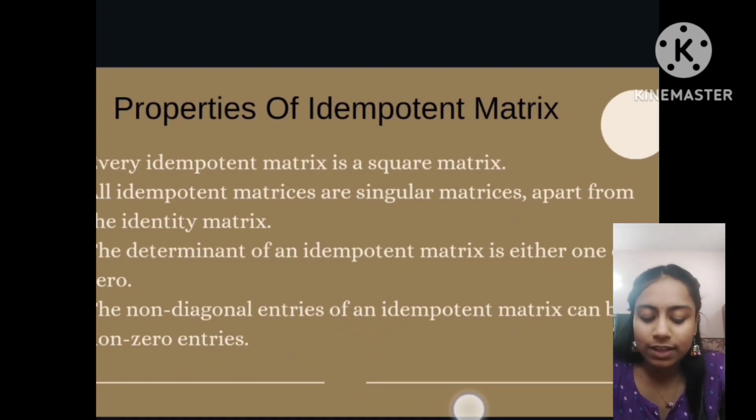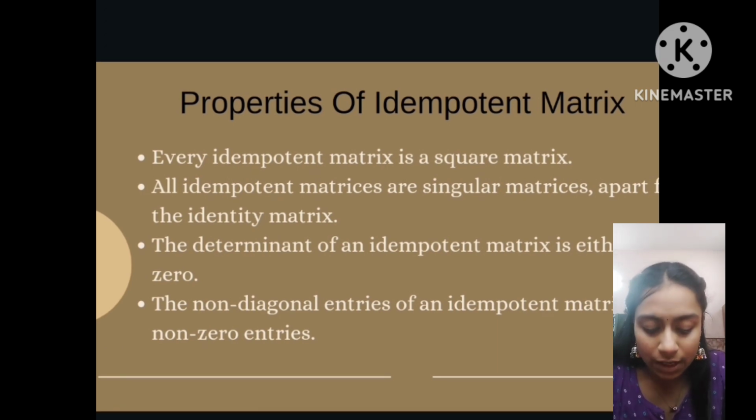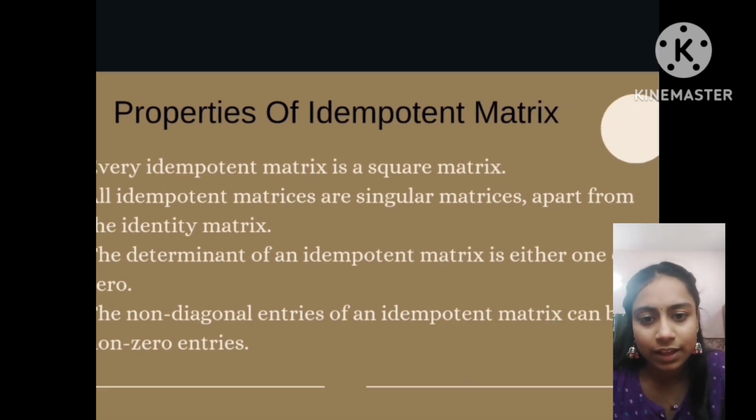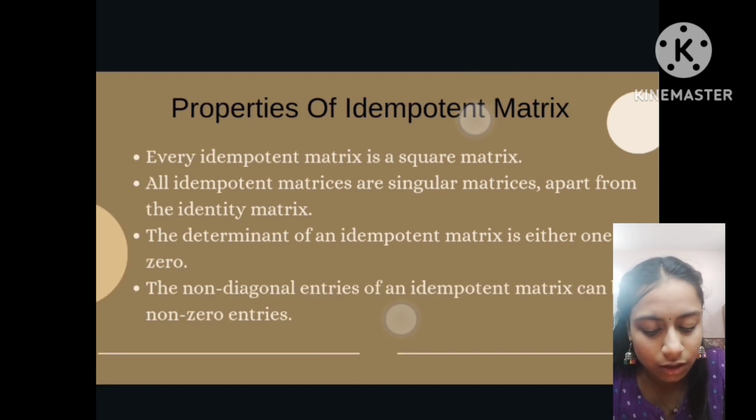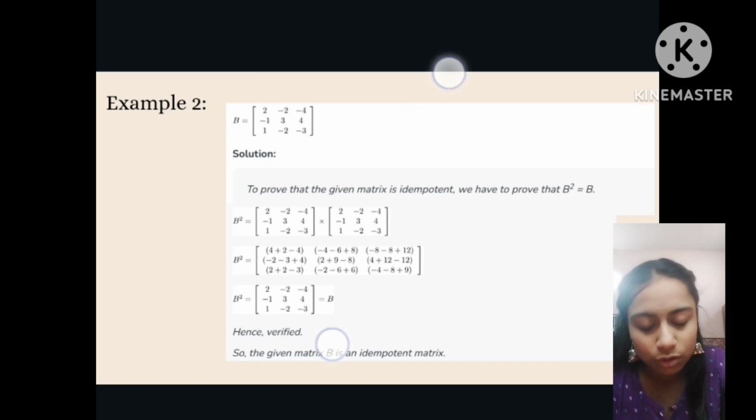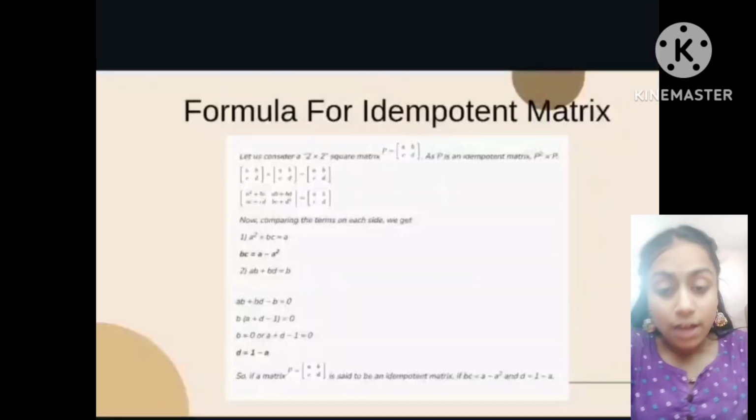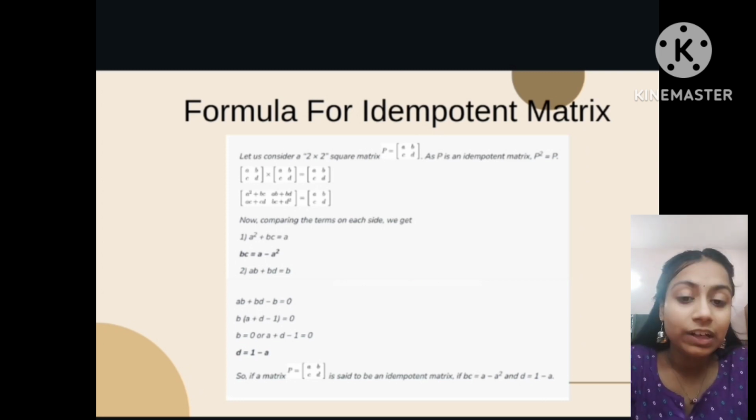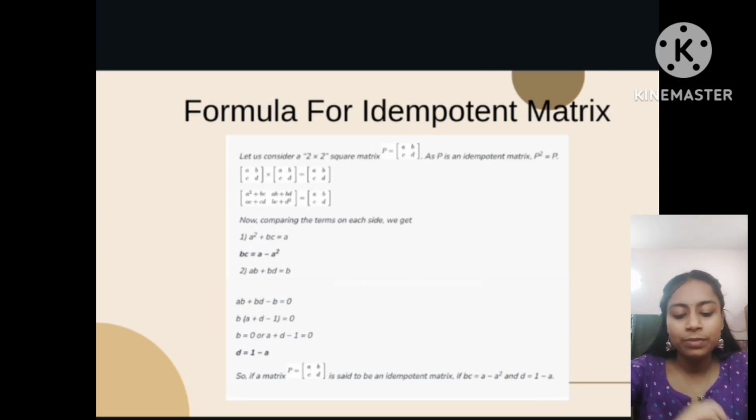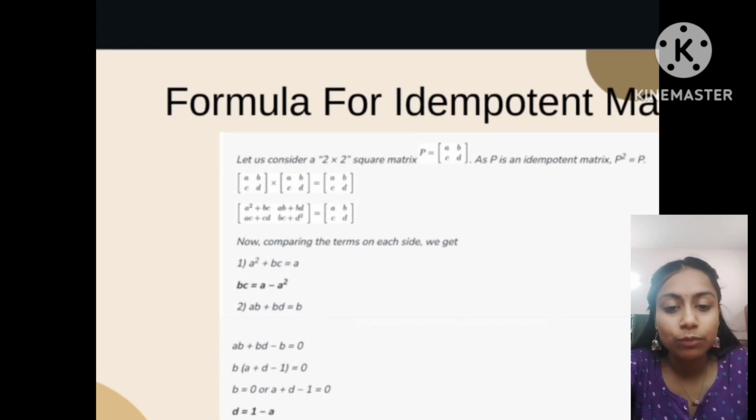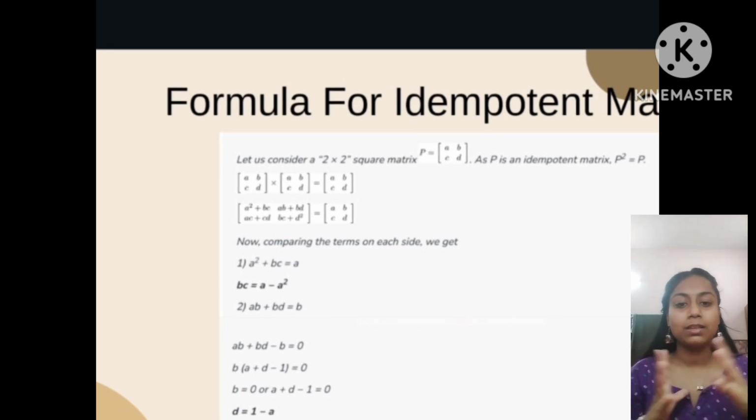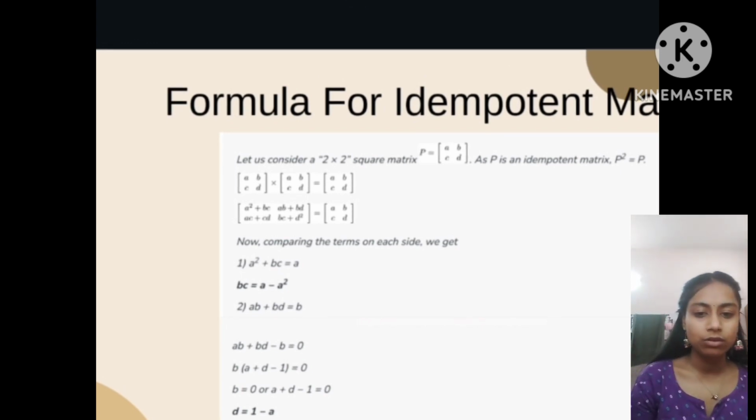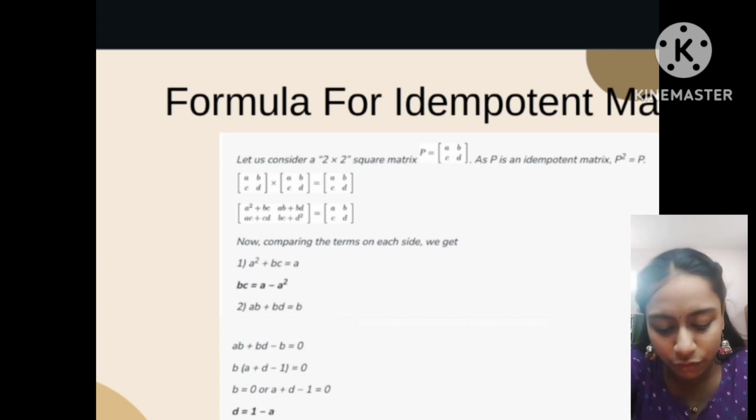The last property is very simple. The non-diagonal elements or entries of an idempotent matrix can be non-zero entries. If we go back and see the examples, the non-diagonal elements were non-zero, so it is possible. We can even find the idempotent matrix by a formula. Now we'll derive the formula. There is no need every time to multiply the matrix with itself to find the idempotent matrix. We'll derive a formula for it.